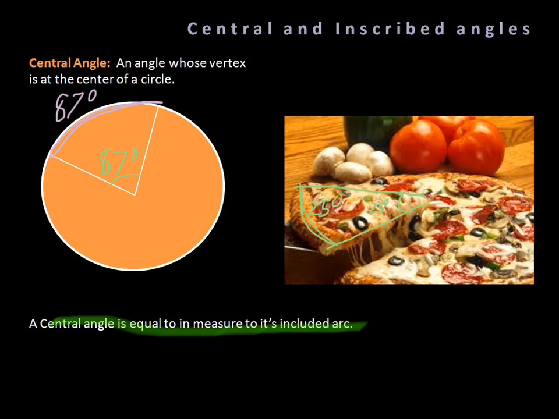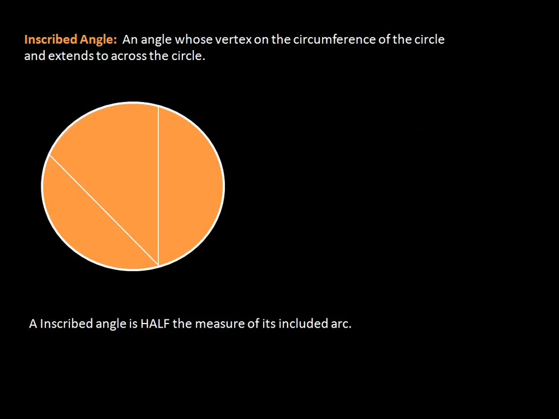Let's look at the next one. The next one is called an inscribed angle. An inscribed angle is an angle whose vertex is on the circumference of the circle and extends out across the circle. The best way to see what an inscribed angle is, is really just to see one. So you can go ahead and copy this down. Make sure you draw this picture.